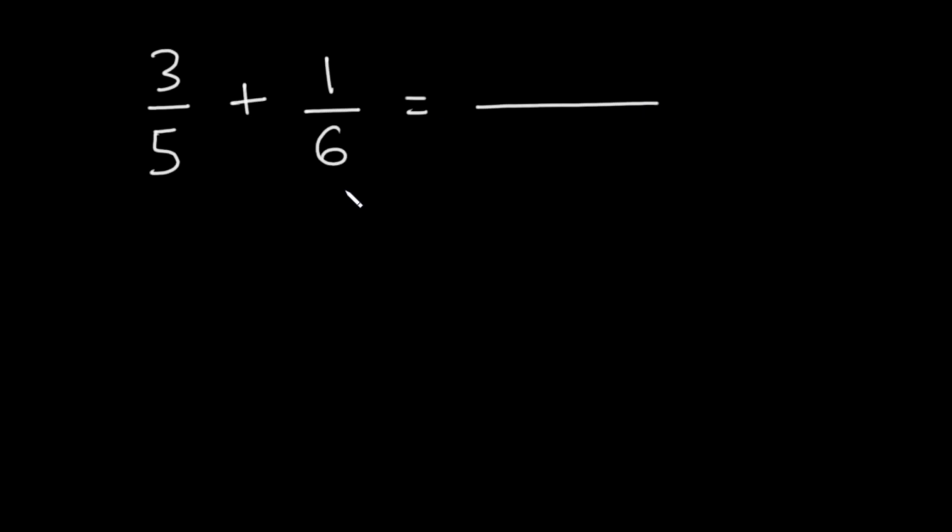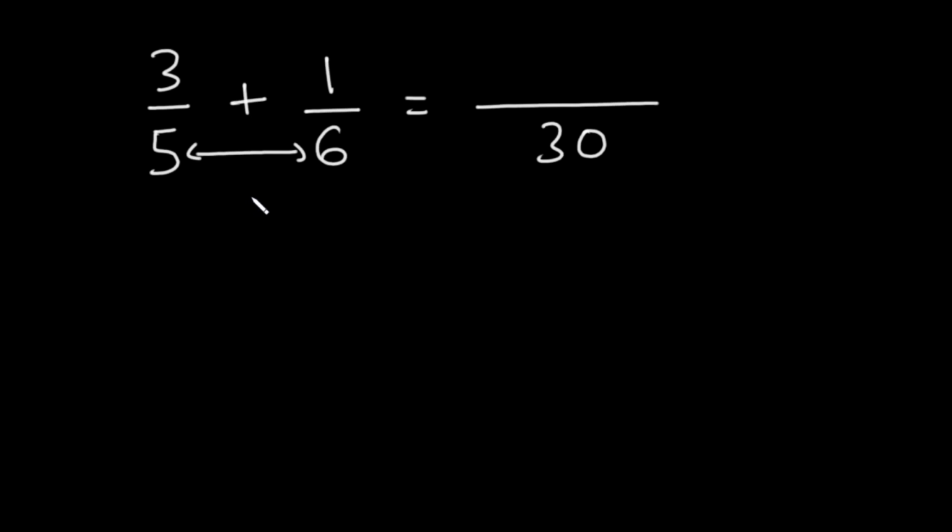Now the first thing to do is to multiply the bottom numbers. 5 times 6 is 30. Now let's multiply the diagonals. So we are going to multiply 6 and 3 and then 5 and 1.